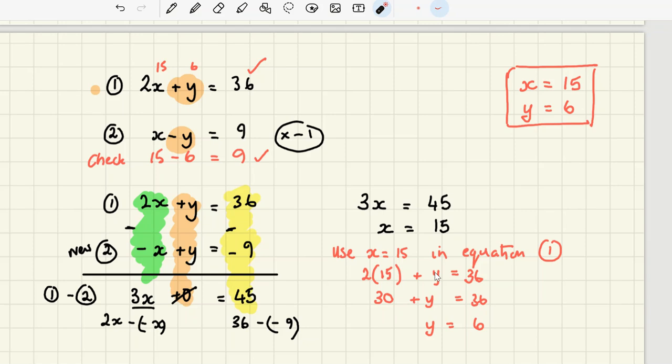Any ideas another method that we could have used instead of timesing by -1? And we could have still got rid of the y's. Plus 2y, I guess. Okay, so if I plus 2y here, that would be the same, you're right. But I would have to plus 2y on this side, which would mess everything up, because that would still give me another y. That's why we always multiply or divide.